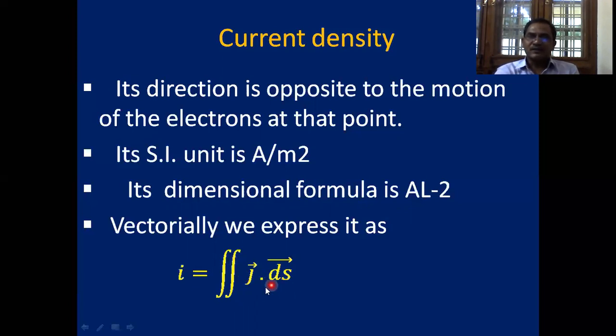How are we writing? J bar dot ds bar represents the amount of current passing through the small area element ds bar, then the total amount of current flowing through the total cross-sectional area of the surface S is the surface integral of J bar dot ds bar.